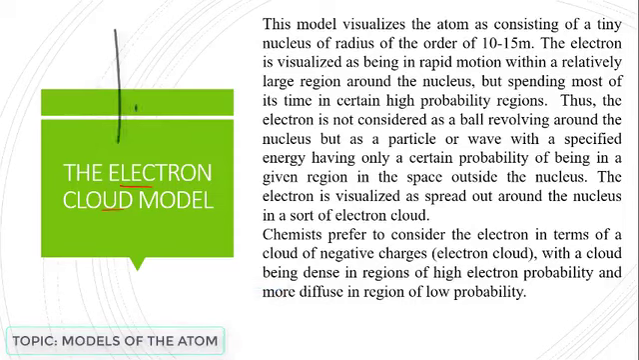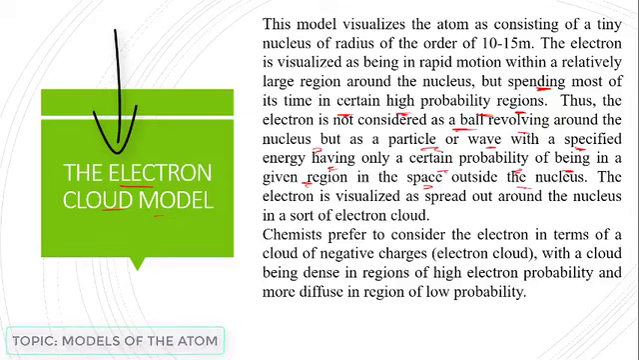Now let's talk about the electron cloud model. The electron cloud model visualizes electrons as existing inside a cloud and spending most of their time in certain high probability regions, with all of them being in rapid motion around the nucleus. Thus, the electron is not considered as a ball revolving around the nucleus, but it is considered as a particle or wave, more like a cloud with a specified energy having a certain amount of probability of being in a given region in the space outside the nucleus.